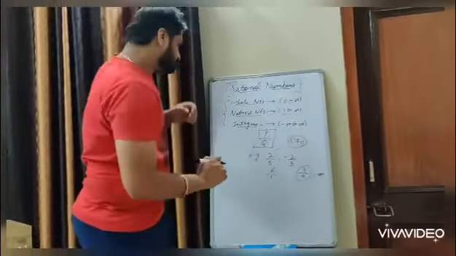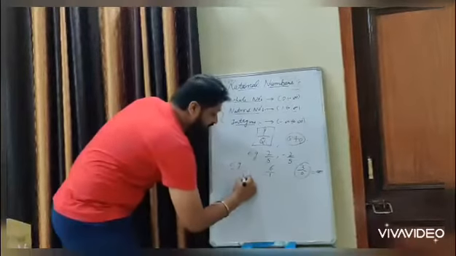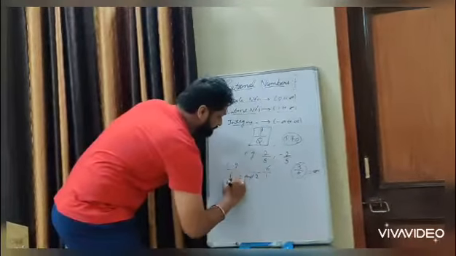Now let's find some rational numbers. For example, if we have to find rational numbers between minus 2 and 2, there are a lot of rational numbers. If we have to find any two rational numbers between these, so what are these? Minus 2, minus 1, 0, 1, 2. So these three are the rational numbers between minus 2 and 2.